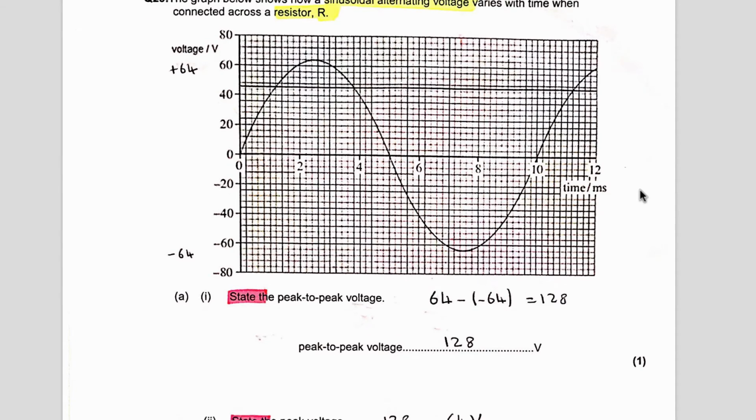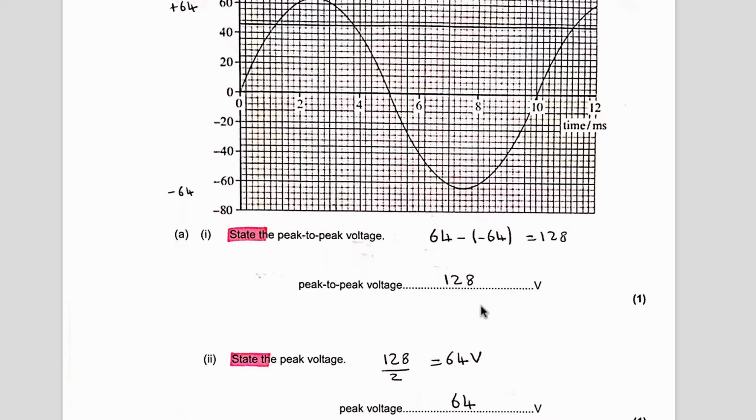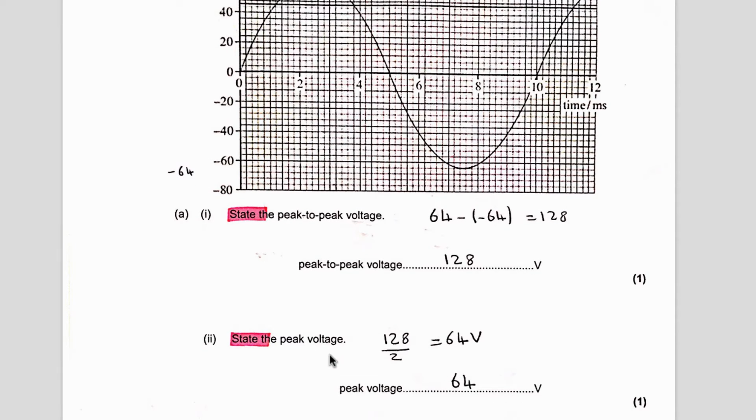So the very first thing we're asked to do is to calculate or state the peak-to-peak voltage. Well, the peak-to-peak voltage, as we remember from the last question, is the voltage from here up to here. So the peak voltage, which goes from here to here, is 64 volts, and the peak voltage here is 64 volts, so 64 and 64 gives us 128 volts. That's worth 1 mark.